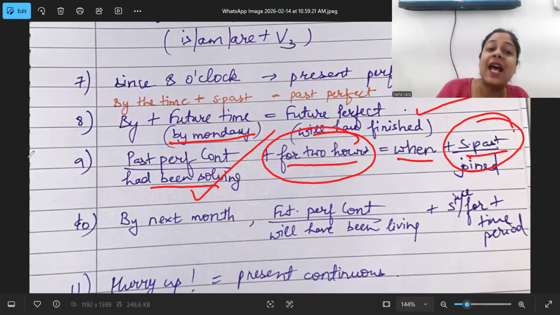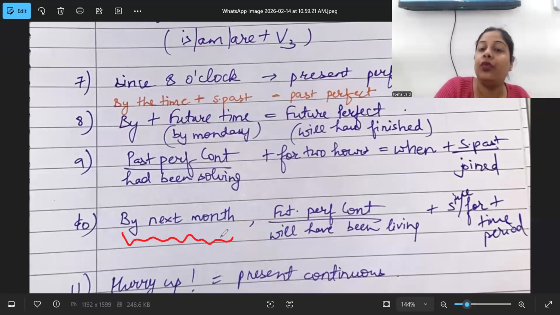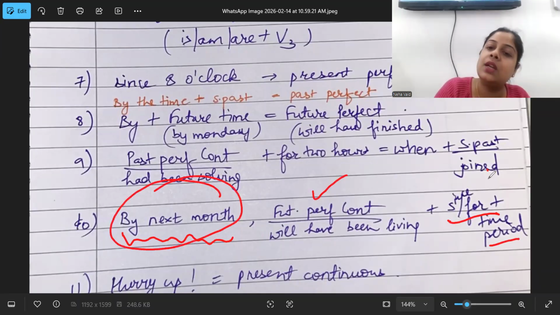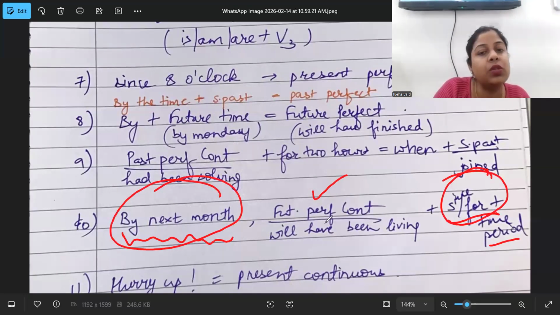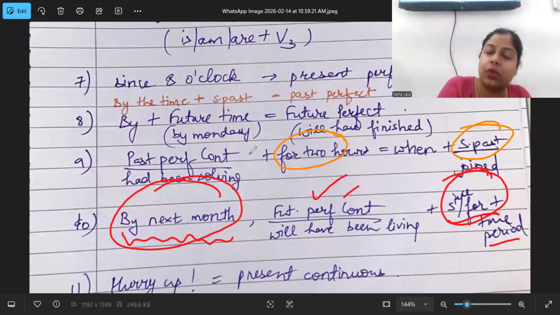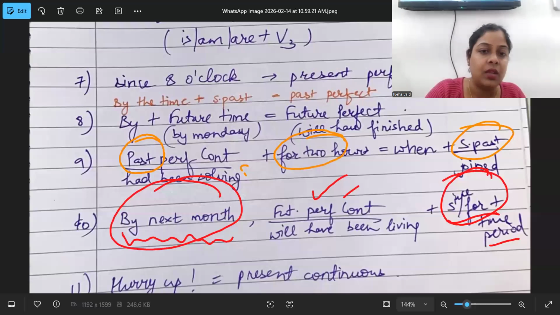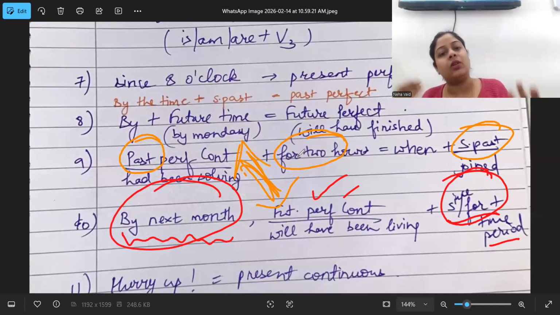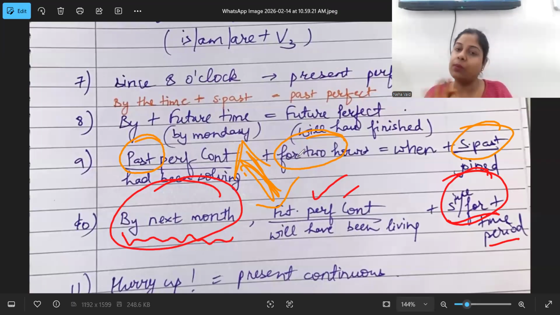Next, very, very important active tense that I was talking about is by next one, future perfect continuous, since for plus time period. So when you're given by plus time period and you're given since for plus time period, you have to use future perfect continuous. But the same tense that I talked about earlier, that is, if you're given simple past and since for plus time period, then you have to use past perfect continuous. This is the difference. See, I'm talking about both the tenses at the same time. And when both the things are not given, then you have to use present perfect continuous. Okay, so simple to understand.